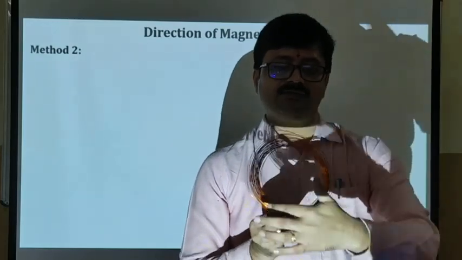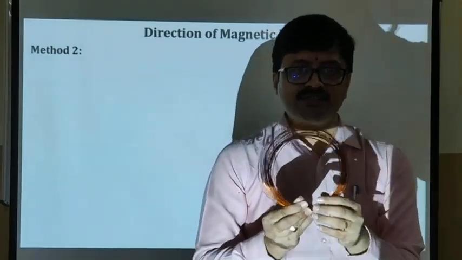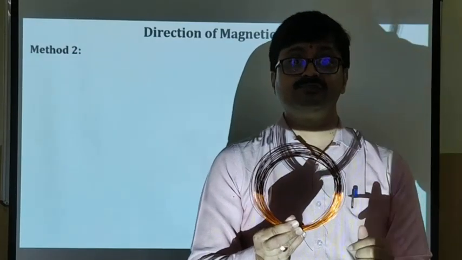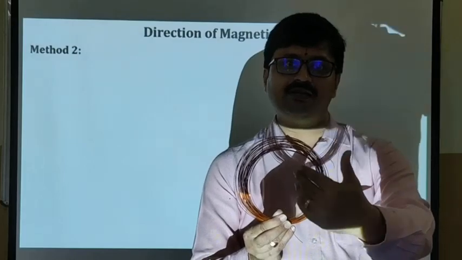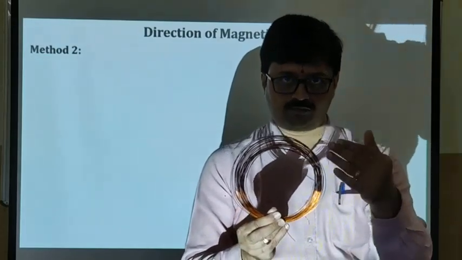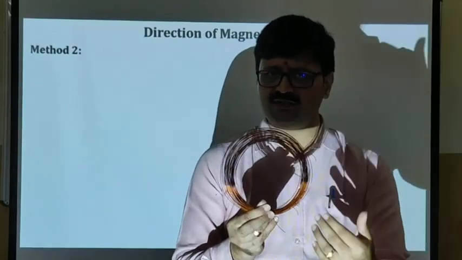Suppose the surface that you are observing is a South Pole, then the magnetic field will be directed inward, that means away from you. So I hope you can very easily make that out.